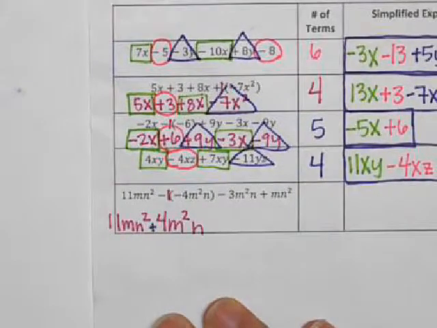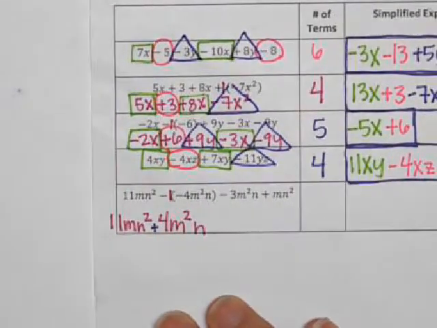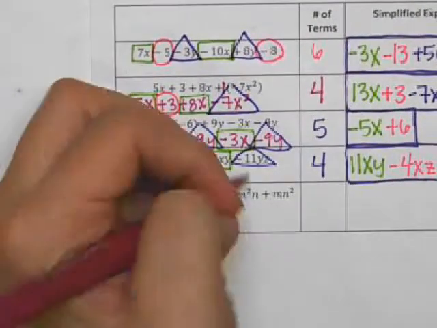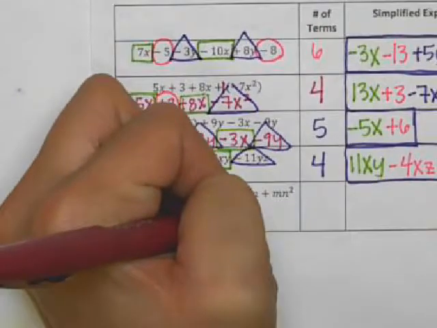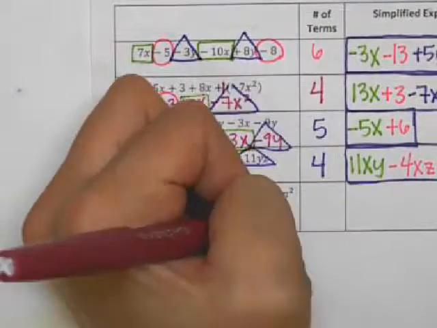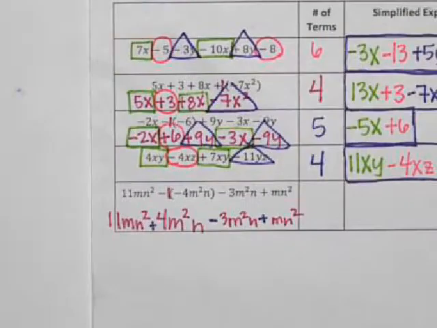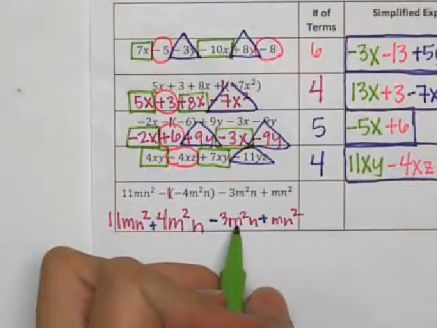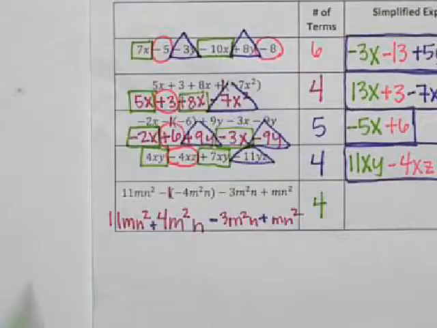And I'm going to switch up the colors to maybe help you see this a little bit better. And then I've got a minus 3m squared n, a plus mn squared. Okay? And it's asking how many terms I have. Okay, so if I look, I've got 1, 2, 3, 4 terms.